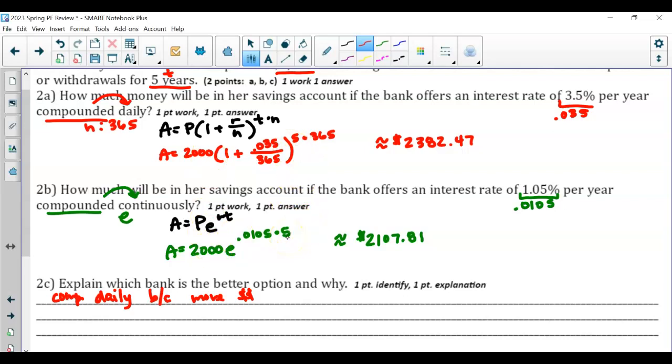Just notice that in the end, compounding continuously could also give you a better option, but in this case, compounded daily ended up with $280 more. So again, just keeping in mind, making sure to identify which option and that why, that because.